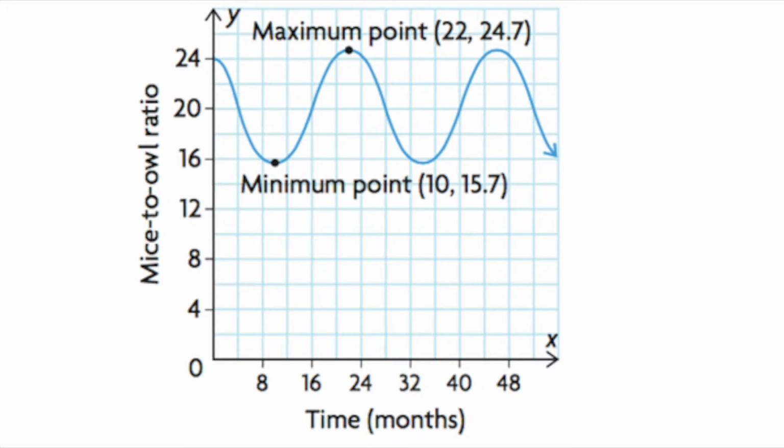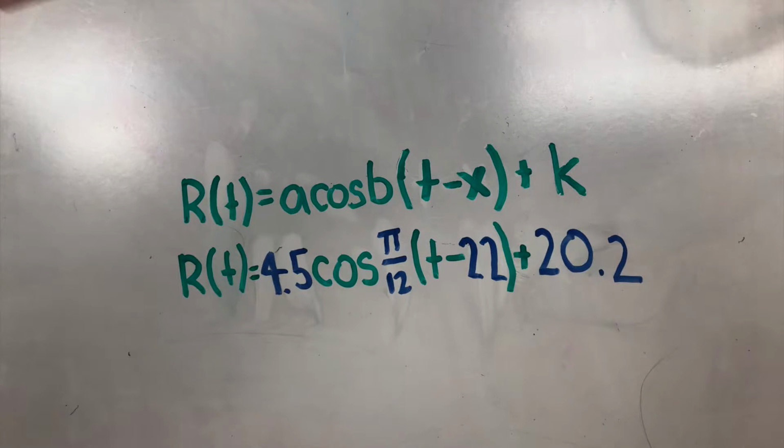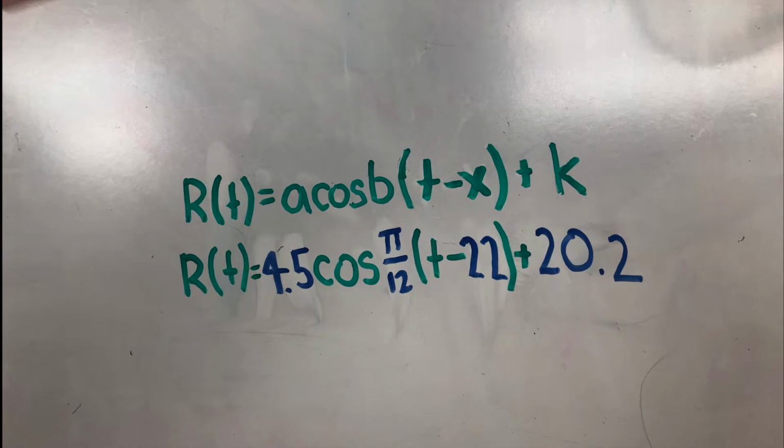This means that in the bracket, it will be t minus 22. The reason this value is t minus 22 is because it is translated to the right. If it was translated to the left, it would have been t plus 22. Your equation is now complete as you have all of the numerical values needed to complete the equation.